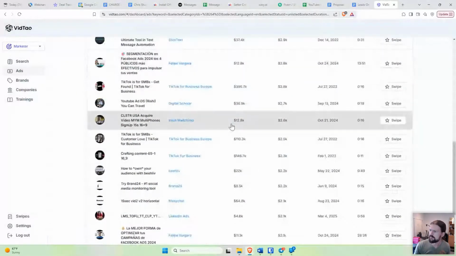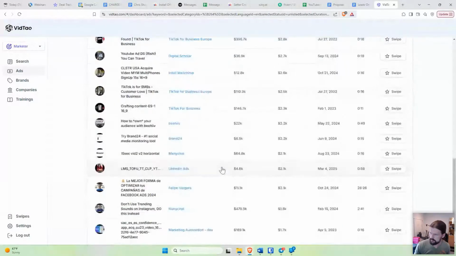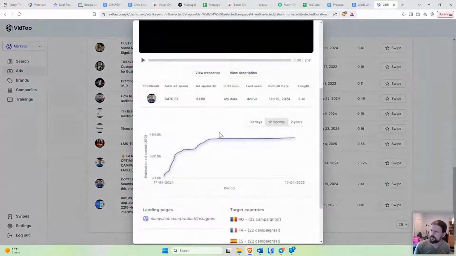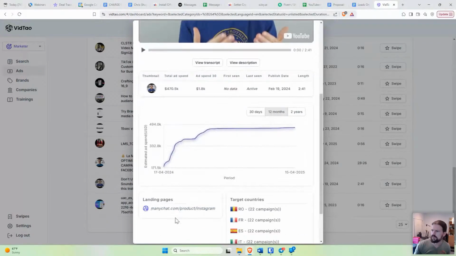And then what else do we got? Oh, here's a longish one for ManyChat. Okay, so here's an example of one that it looks like it was working and then stopped working because you see it going up and up and up, and then it just flattens out. And here I can look at the landing page.